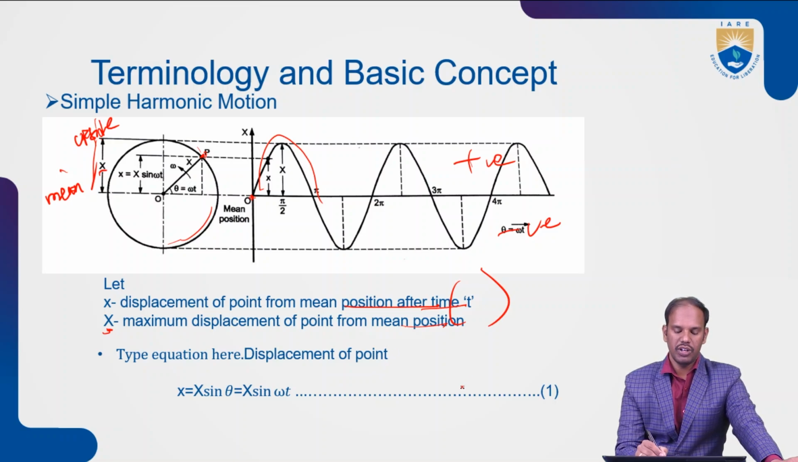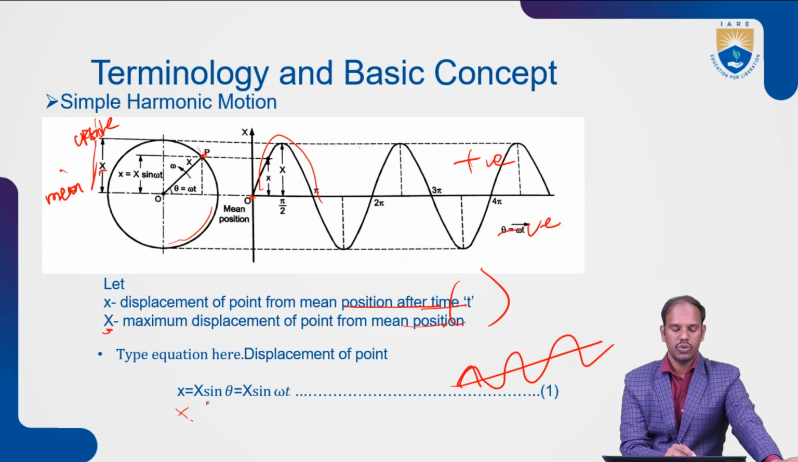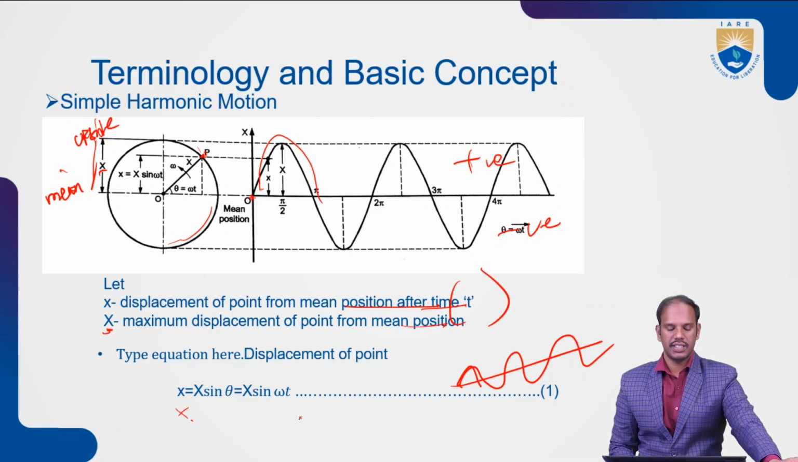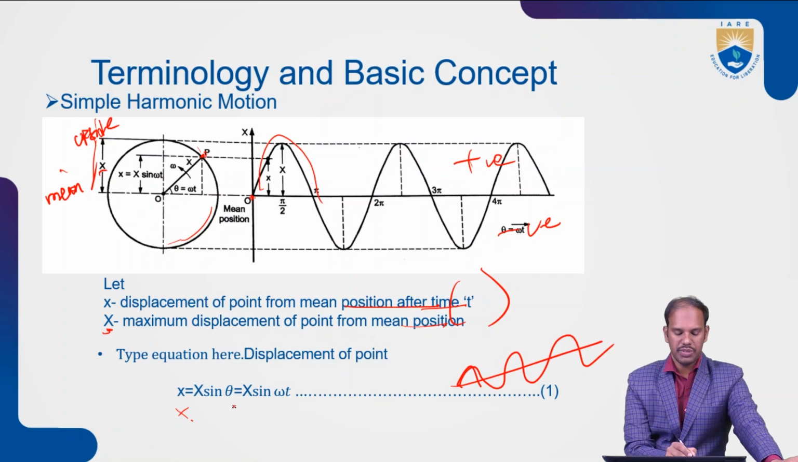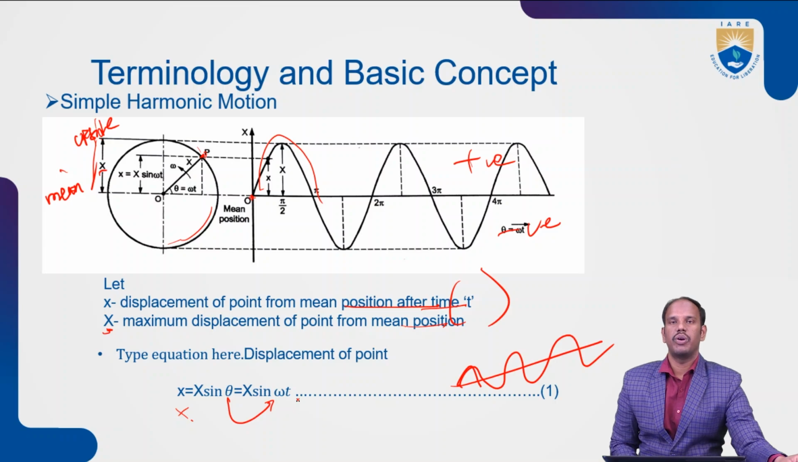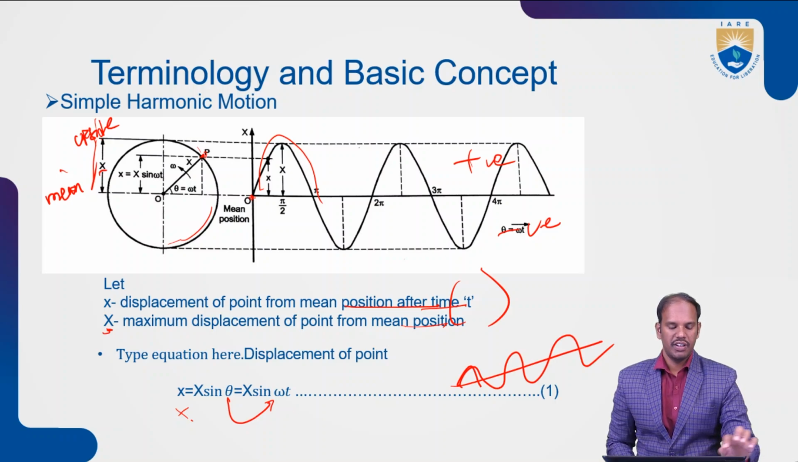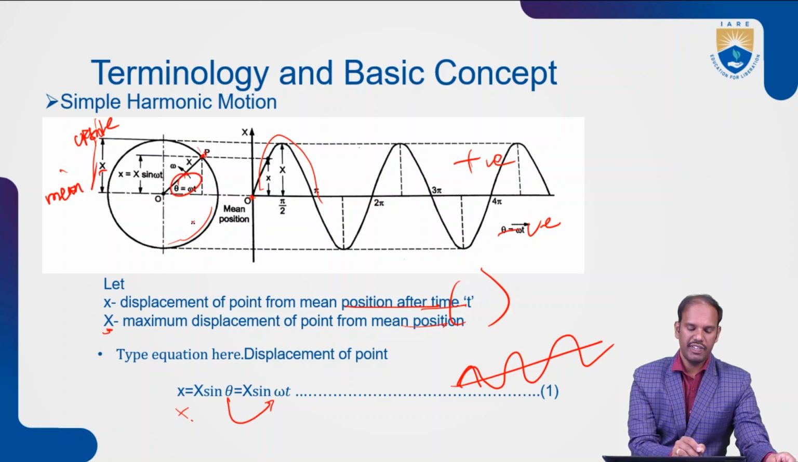So the sine wave will be like this only. Then it is written as x equals x in terms of time variance, so x sin theta is taken as x equals x sin omega theta. In terms of theta, we are writing in terms of omega and t, which is the displacement with respect to time. Once theta is defined, theta equals omega t.